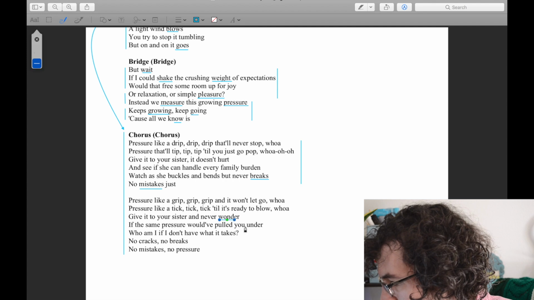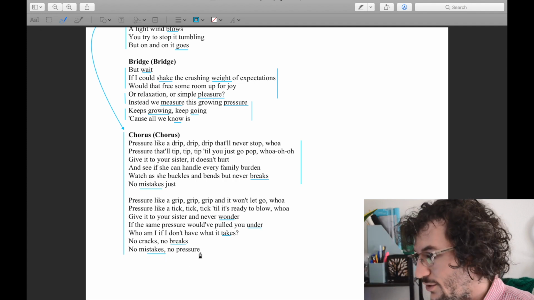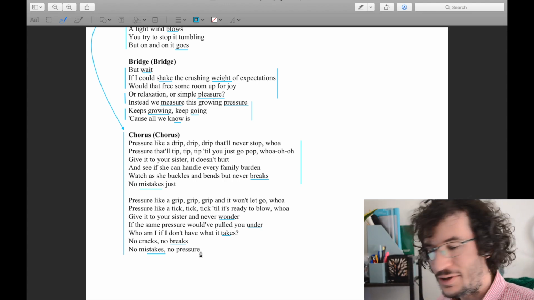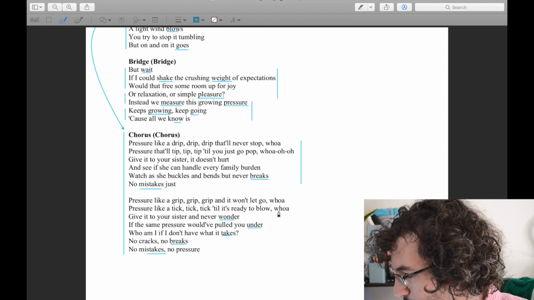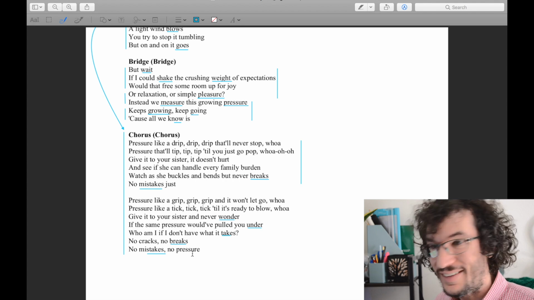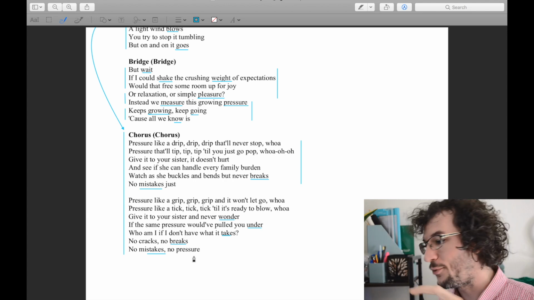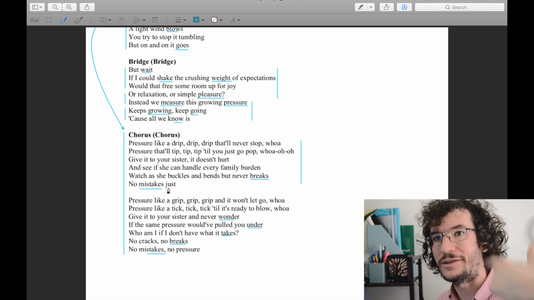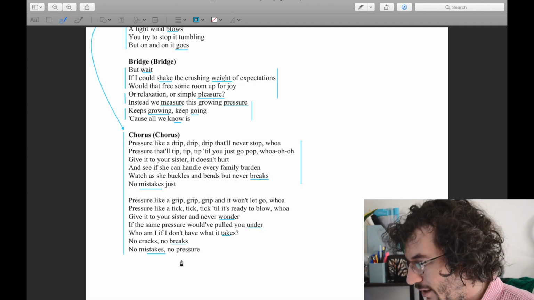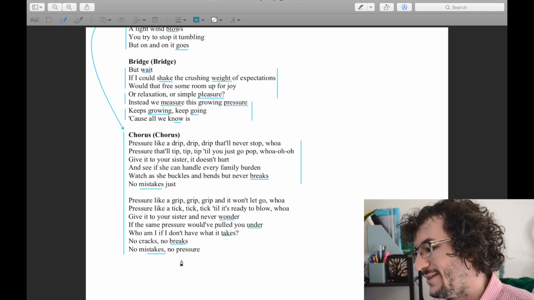And then we get wonder, under, takes, breaks, mistakes, and then we finish with no pressure. So no pressure is almost like the tag to the rhyme scheme here. We have the A A B B C C C and then D. That's our departure, right? This is the only time we have something in the chorus that sounds like an end rhyme. Before, all the other stuff sounded like it picks up into the next part of the song. But no pressure is the cap on all of it. No cracks, no breaks, no mistakes, no pressure, and then that's it.